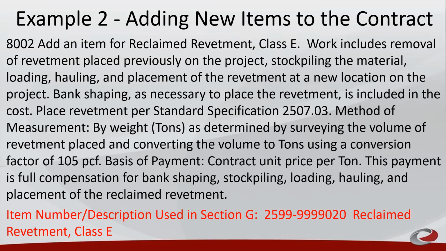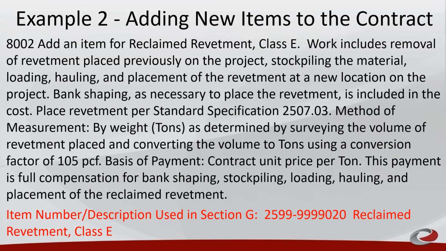Place revetment per standard specification number 2507.03. Method of measurement by weight, tons, as determined by surveying the volume of the revetment placed and converting the volume to tons using a conversion factor of 105 pounds per cubic feet. Basis of payment, contract unit price per ton. This payment is full compensation for bank shaping, stockpiling, loading, hauling, and placement of the revetment that was reclaimed.